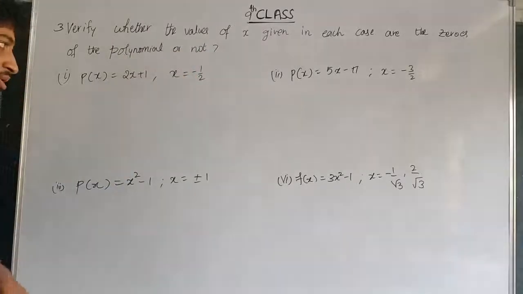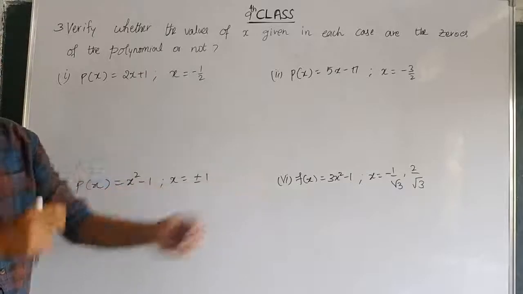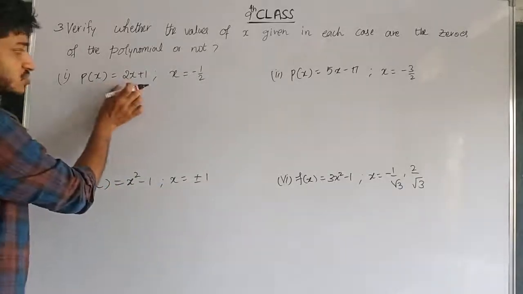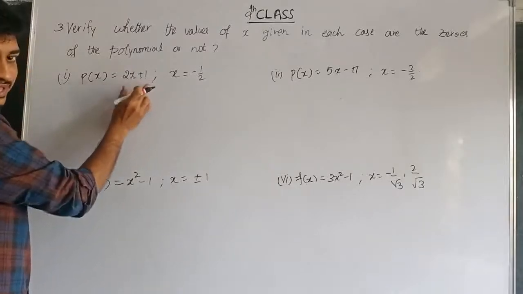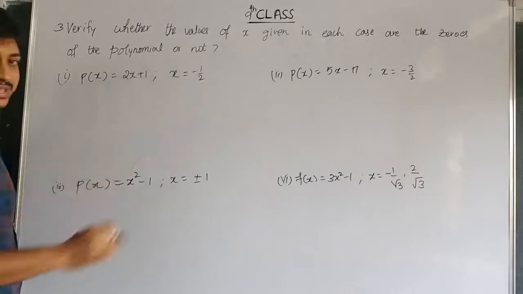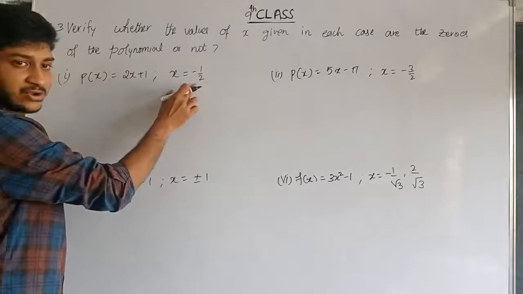Okay children, so now let's check whether the given values are zeros of the polynomials or not. Okay, see here p of x equal to 2x plus 1 is given. What is the polynomial here? 2x plus 1. And x value is given, x equal to minus 1 by 2, which means we have to check p of x value at x equal to minus 1 by 2.